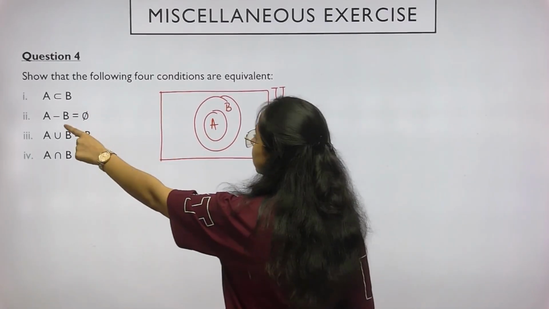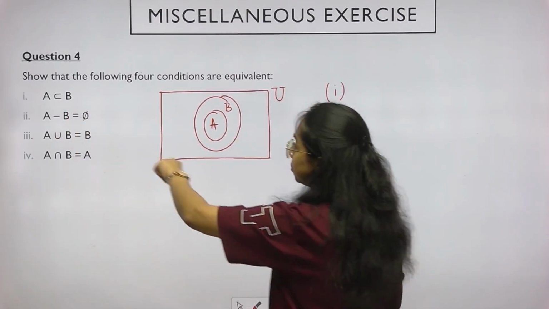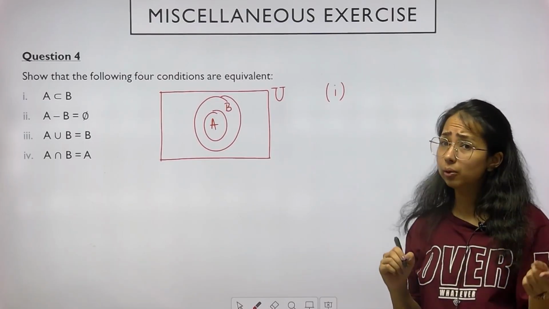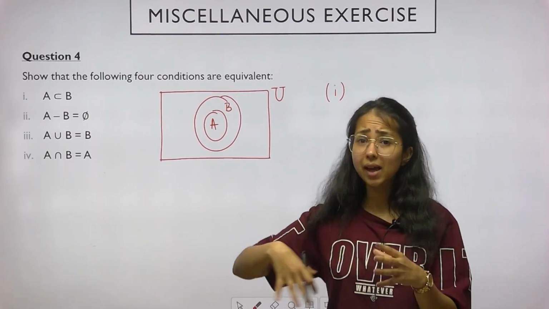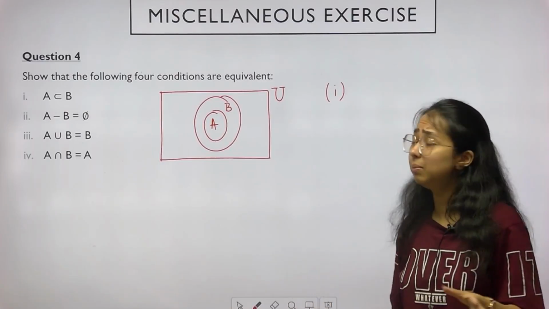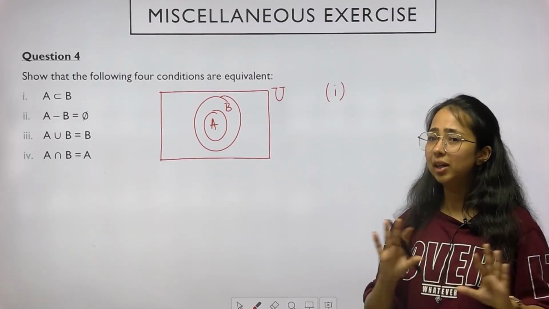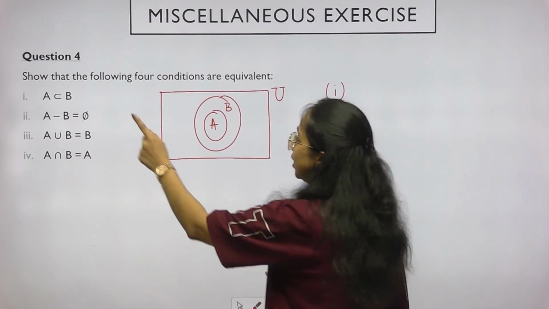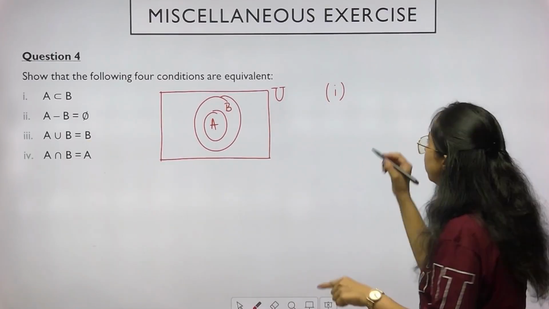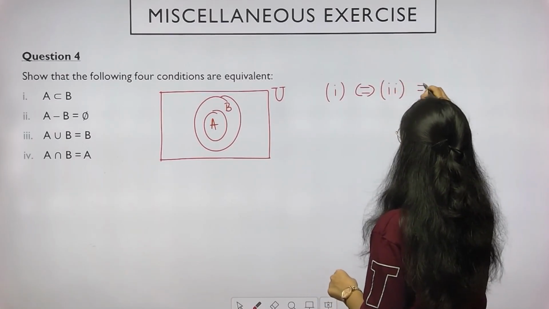Now, the second part says that A minus B is equal to empty set. A minus B is equal to empty set means we need to remove all the elements of B which are a part of A. So if we remove all the elements of B which are a part of A, then we are not left with any of the elements. This obviously means that A minus B will be equal to the empty set. So clearly statement 1 will be equal to condition 2.